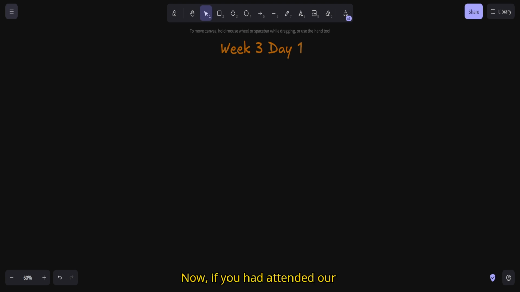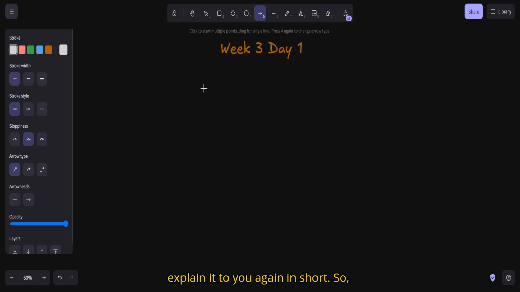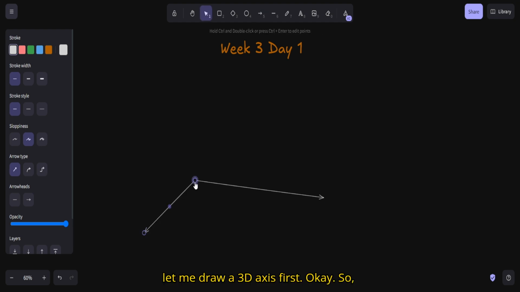Now, if you had attended our Transformers lecture, we had talked about word embeddings, but I'll explain it to you again in short. So what word embeddings does is basically, let me draw a 3D axis first. Okay. So it will try to place similar kinds of words together.